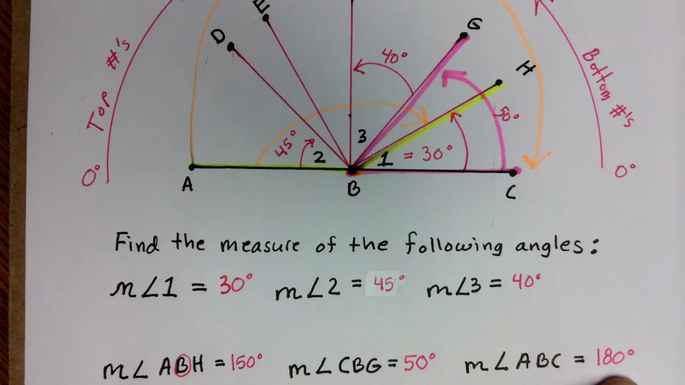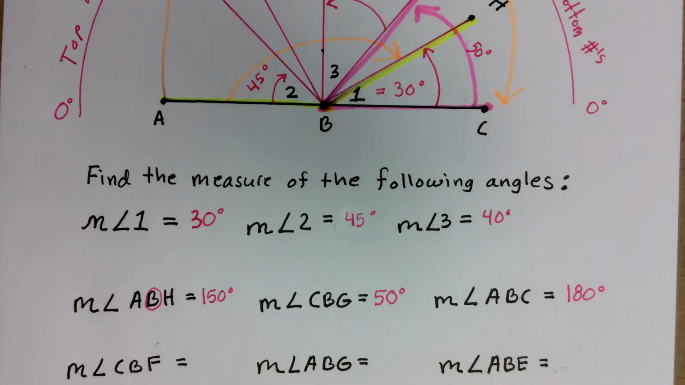So just keep that in mind. This is a straight angle and it is 180 degrees. The next thing that I'm going to do is check 3 more angles. So let me move this up a little bit. We only have 3 more angles to find at this time.